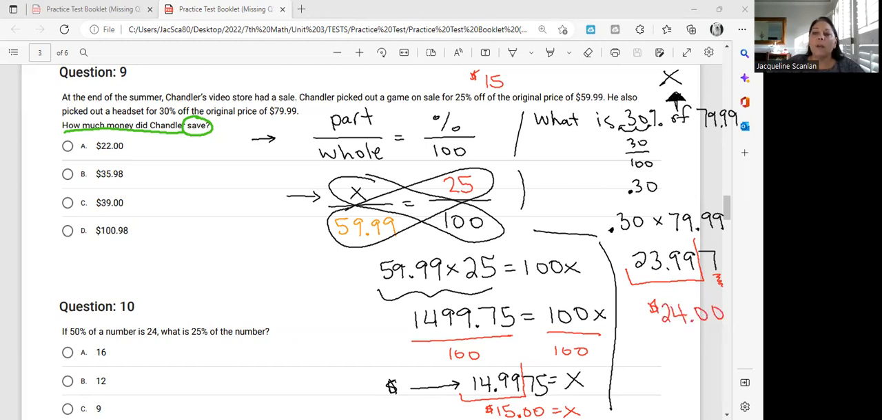All right, so if I'm doing my math properly, I know he's saving $15 on the game and $24 on the headset. How much did he save all together? The last step is then to add. I'm going to add the $15 he saved off of the game, plus the $24 that he saved off of the headset, and I'm going to get $39 saved.